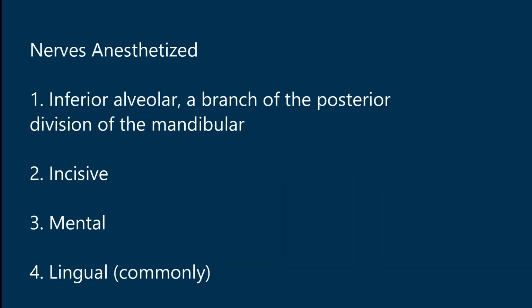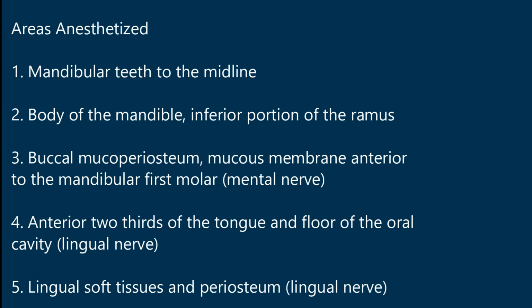Nerves anesthetized. 1. Inferior alveolar, a branch of the posterior division of the mandibular. 2. Incisive. 3. Mental. 4. Lingual. Areas anesthetized. 1. Mandibular teeth to the midline.